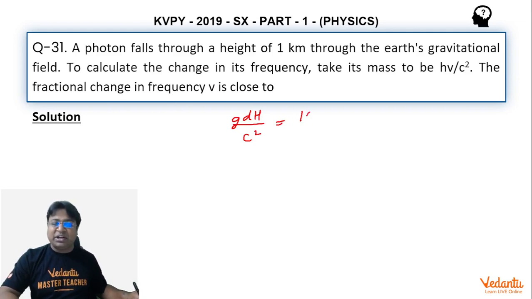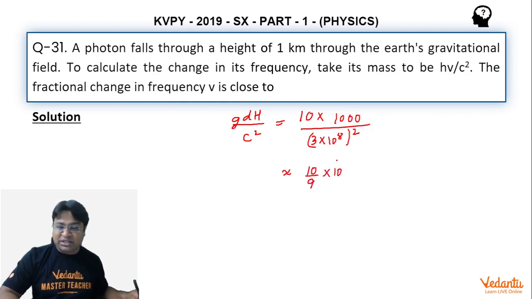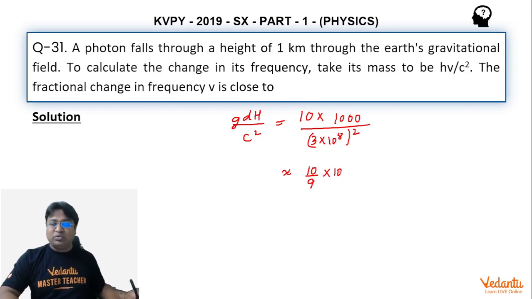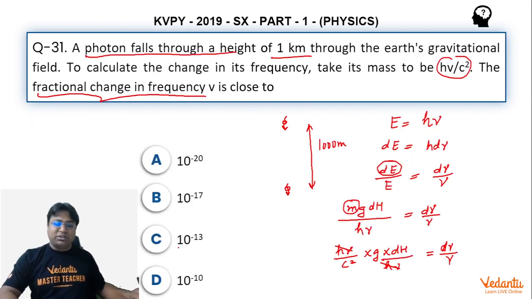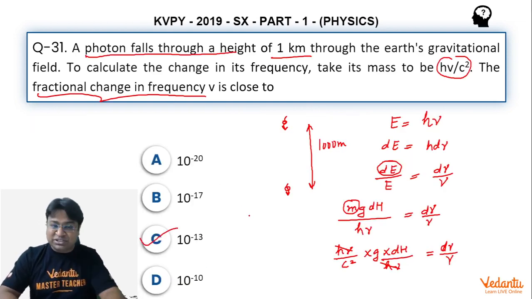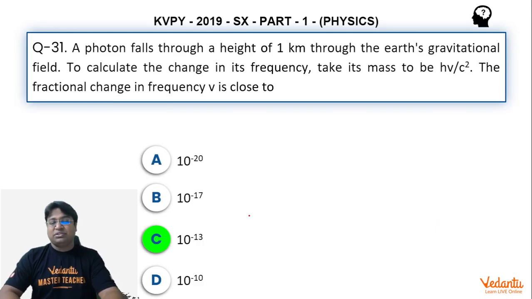g into dH by c square. g can be treated as 10, dH can be treated as 1000, and c square will be 3 into 10 raised to power 8, squared. So this will approximately be equal to 10 by 9 into 10 raised to power minus 13, which can be approximated as 10 raised to power minus 13. Out of the given options, this one is the closest one, so option C is correct. That will be your answer to this question.